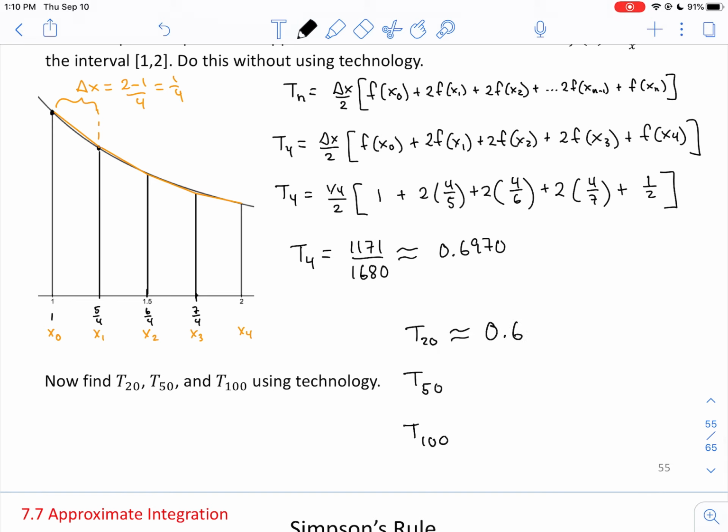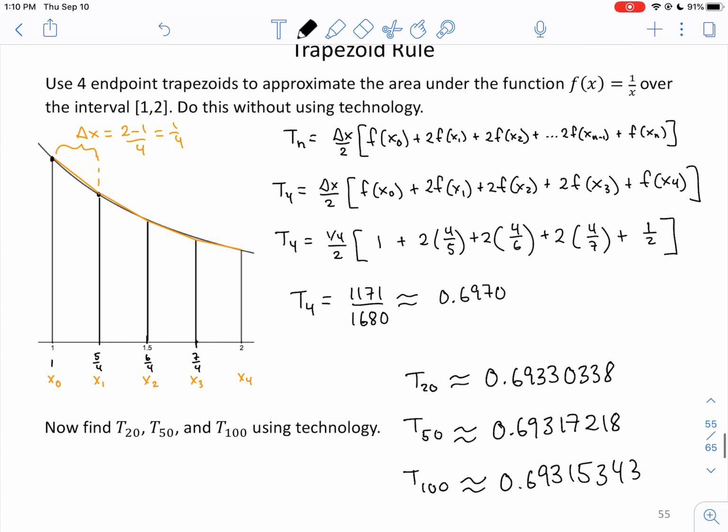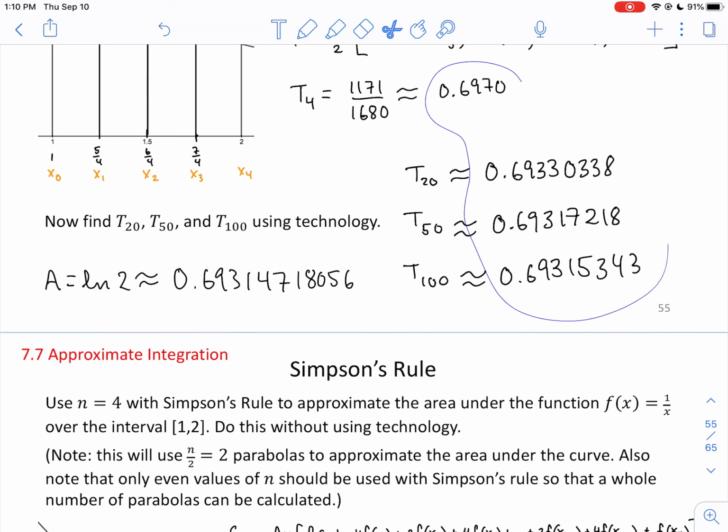When you do 20 trapezoids, you'll get 0.69330338. When you do 50 trapezoids, you're going to get approximately 0.69317218. And when you do 100 trapezoids, you're going to get approximately 0.69315343. Notice that all of our approximations here, all 4 of these, are all overestimates. But we're getting closer and closer to the exact answer the more trapezoids I use.